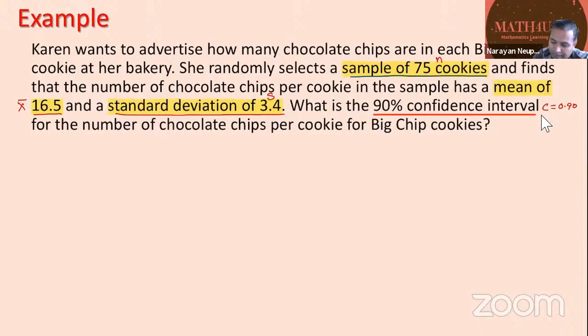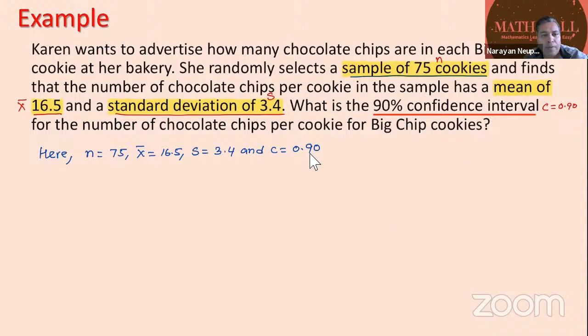So if I want to write all those things down, n is equal to 75. Sample mean is 16.5. Sample standard deviation S is 3.4. And we are looking for the confidence interval with 90% confidence level for the mean. But if we look at this one, the population standard deviation is not given. So when the population standard deviation is not given, the distribution will be the T distribution. That is something to know.